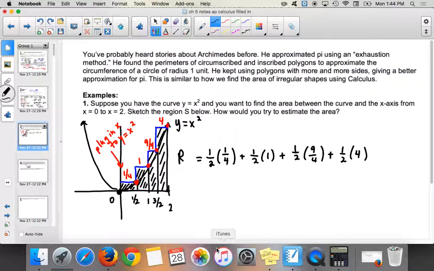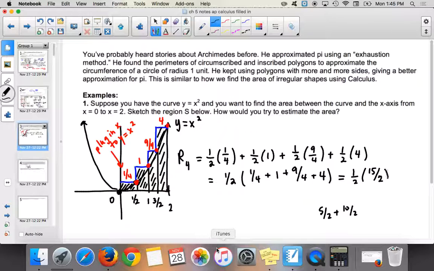We call this R4, right-hand rectangles with 4 rectangles. You might also see right rectangular area method. I feel like that's a lot to write, so I just write R4. The easiest thing to do is pull out the 1/2 and just add 1/4, 1, 9/4, and 4. So 10/4, 5/2, 5/2 plus 5 is 15/2, times 1/2. Ian, is that correct? Yeah, 15/4. So our answer is 15/4.